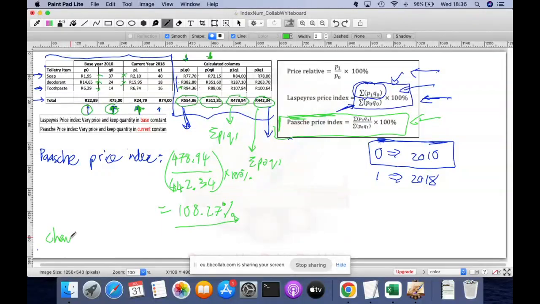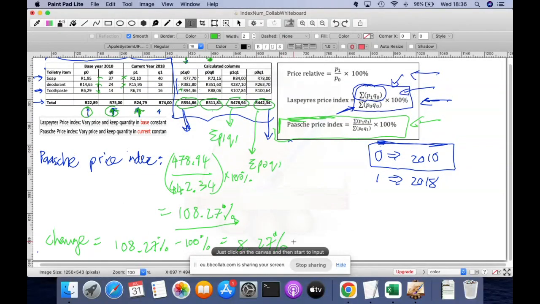The change is equal to 108.27% minus 100%. Then the value you get is 8.27%. All right, now it's time to interpret. Okay, so we got a positive value. We know it increased, so let's get ready to write out the explanation.